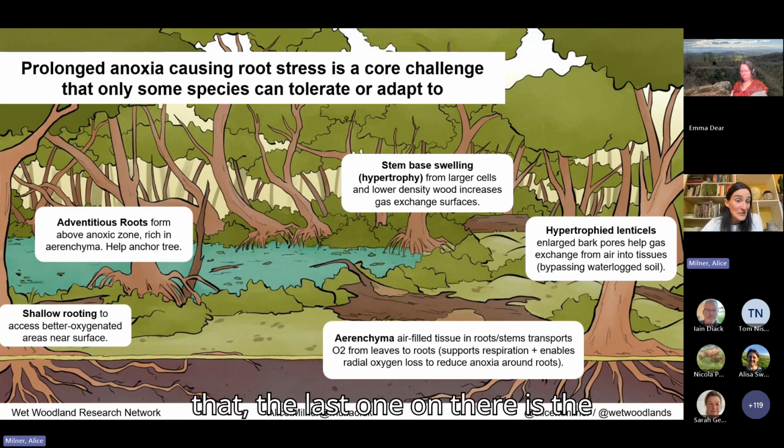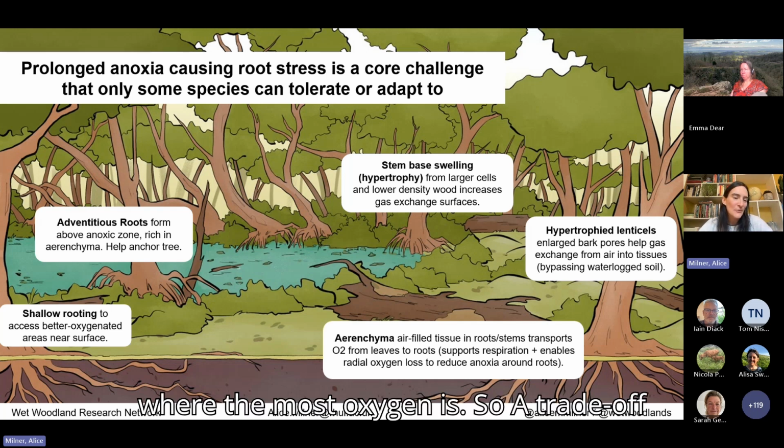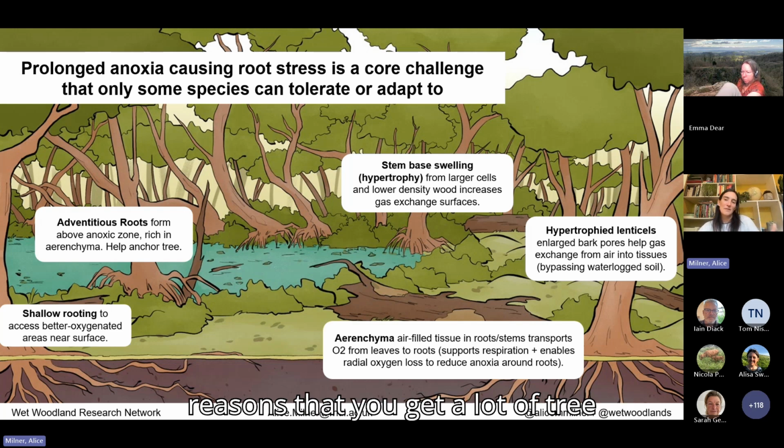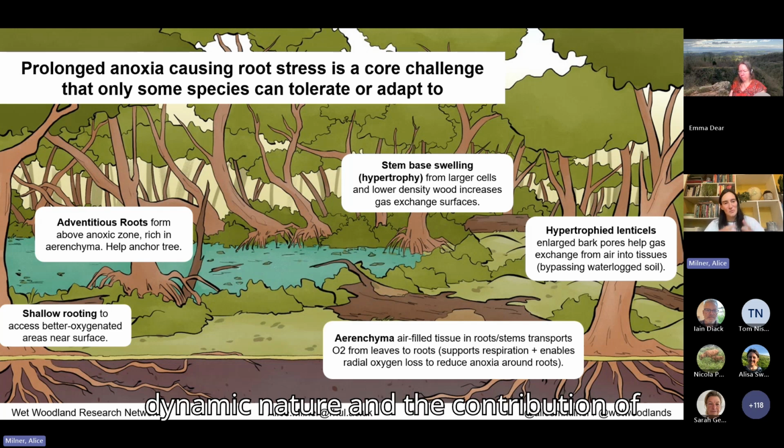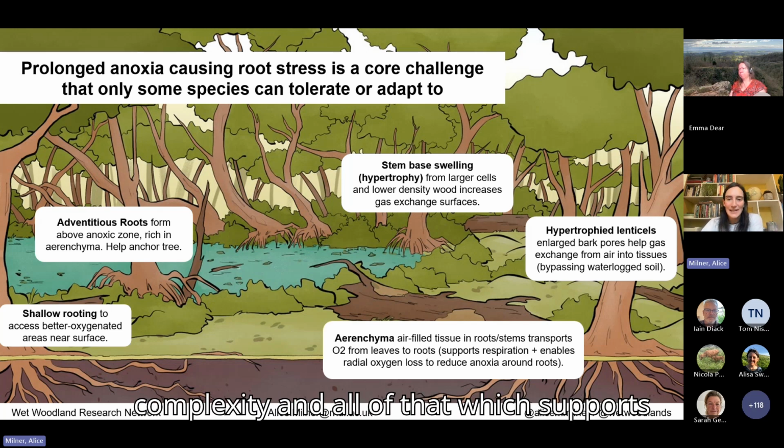And then linked to that, the last one on there is shallow rooting. It's another adaptation. The trees are often forced to keep their roots nearer the surface, so they get better access to the air in the surface soil layer, where most of the oxygen is. The trade-off of shallow rooting is that the trees are often less stable in a lot of these systems, and it's one of the reasons you get a lot of tree fall, which is a critical part of their dynamic nature and the contribution of deadwood and structural complexity, which supports such a rich ecosystem.